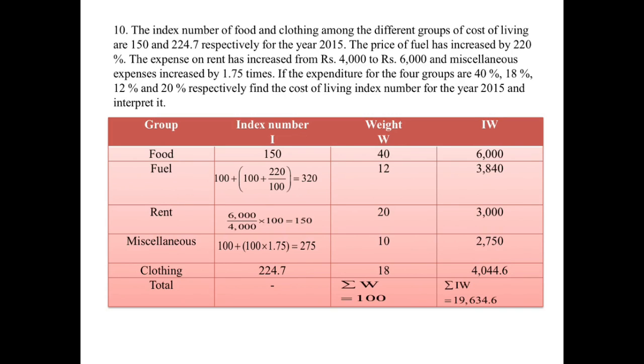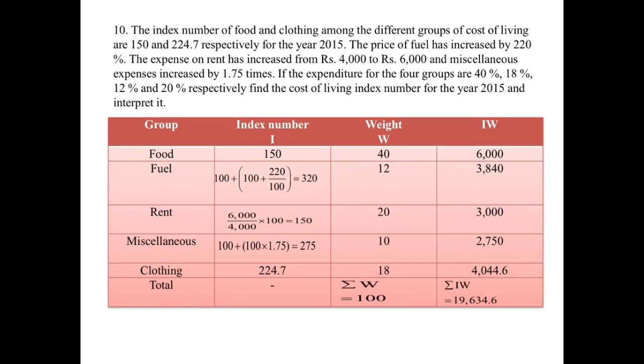And for miscellaneous nothing is mentioned. So out of 100, subtract 40, 12, 20 and 18, so 10% is balance. So that is for miscellaneous, because here weight is given in percentage. So maximum percentage is 100. So out of 100, 40, 18, 12, 20 is subtracted. So remaining 10% is for miscellaneous item.